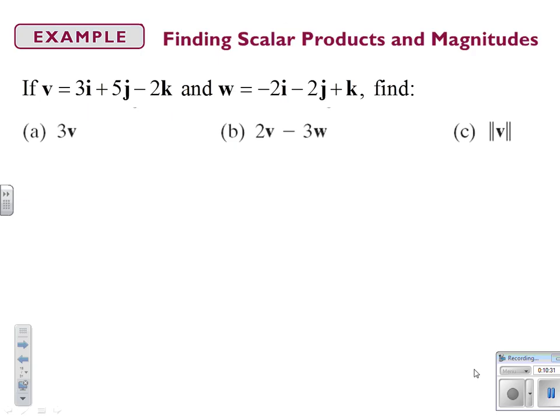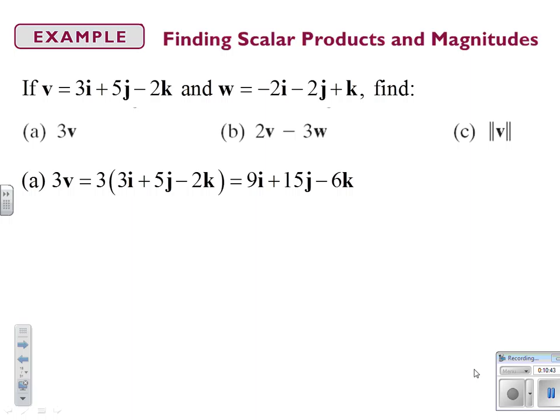All right, so we can multiply by a scalar. So 3v, it's going to take all those coefficients and multiply them by 3. So we get 9i plus 15j minus 6k. And we can combine those two operations together. We can multiply by a scalar and then subtract it. So I'm going to multiply each of my coefficients by 2 and each of these coefficients by 3, and then I'm going to subtract the two vectors.